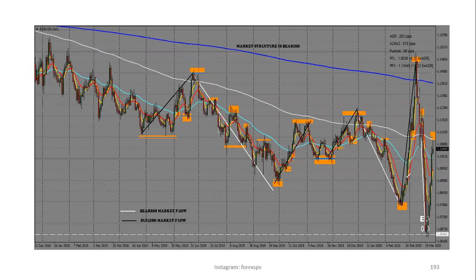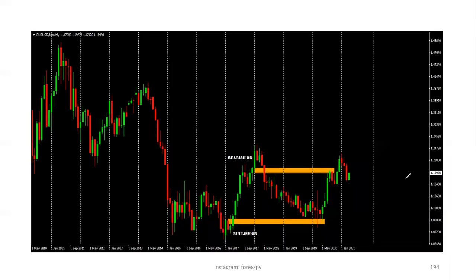And when you look at it, we had a bearish market flow which is greater than the bullish market flow. Like the dealer was maintaining these highs and breaking these lows as it's going down, retracing up, going down, retracing up, going down. So this is for a bearish market structure on the monthly. Now here, this was Euro USD bearish market structure.